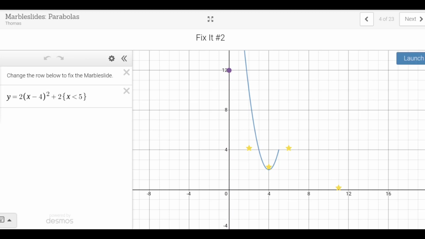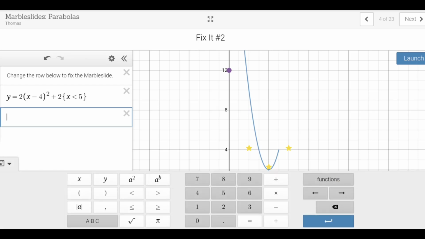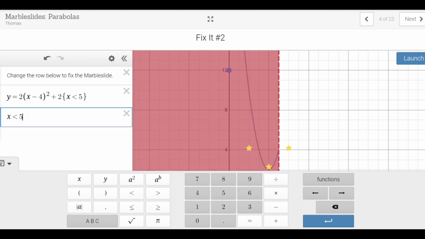There's something else you should see here. In the brackets there, it has x is less than 5. What you should notice is that's called a domain restriction. So I'm going to type that in, x is less than 5. That means they only want the graph to go from anything smaller than 5, so we can see the graph only in this section.